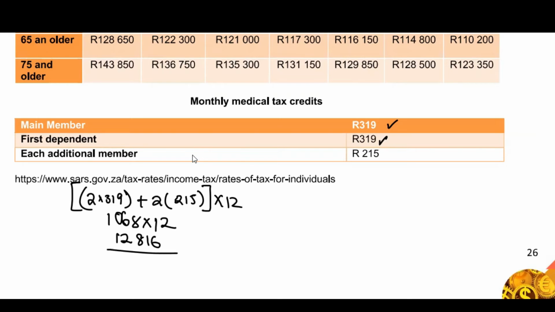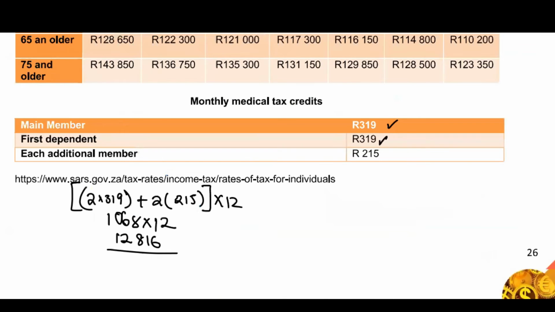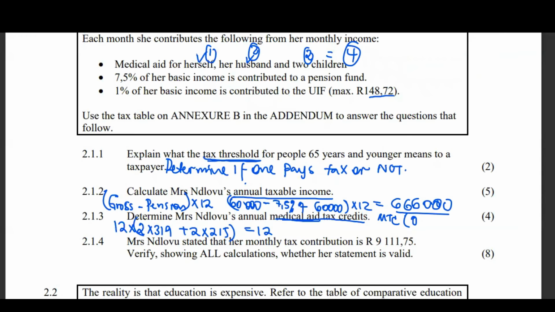Which is 12,816. We come back here. We said it was 2 times 319 plus 2 times 215. Everything was multiplied by 12 because we are looking for annual, and became 12,816. This is medical. Also, this one will be added onto the rebate. You understand? It's a relief for those who pay medical aid.